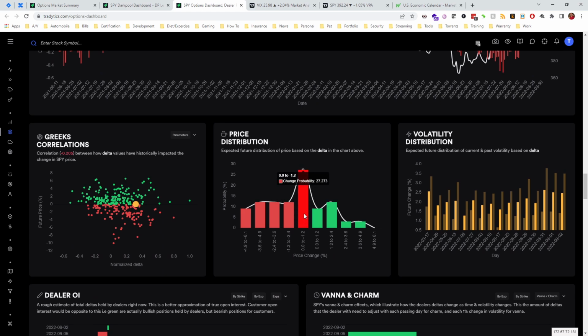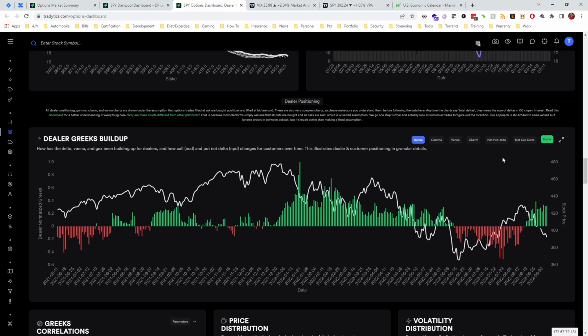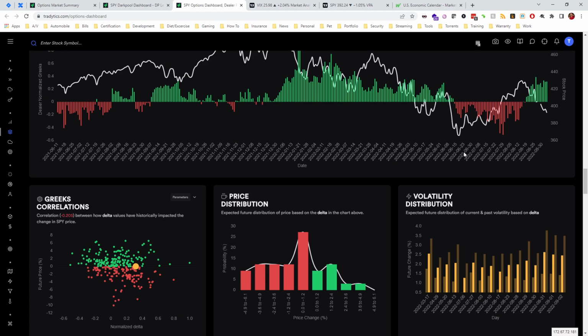Now, of course, this dashboard is something that we should be checking either every night or every morning, just to get an idea of the best correlations based on the dealer Greeks and the historical data that we have available to us. Then we can start getting an idea of how we can expect price to move and what those probabilities would be. So it's sort of looking like we're going to chop around until we get some sort of major event.